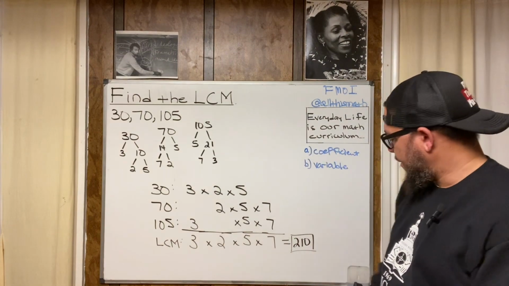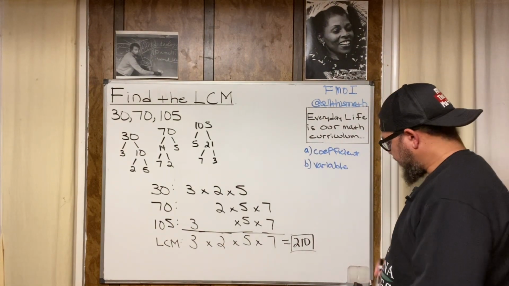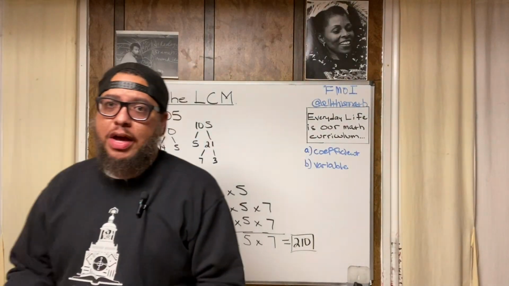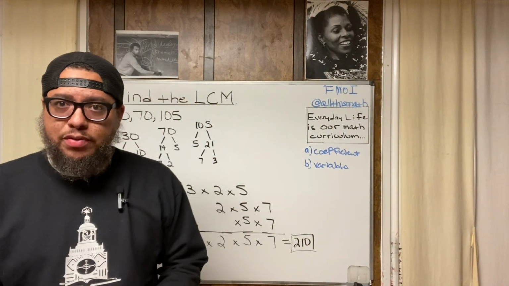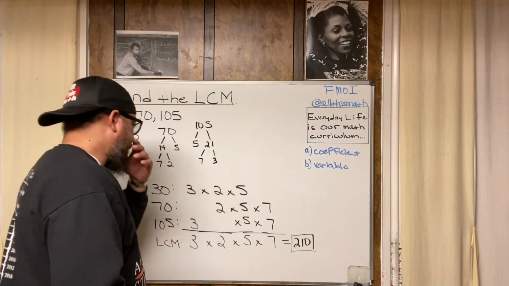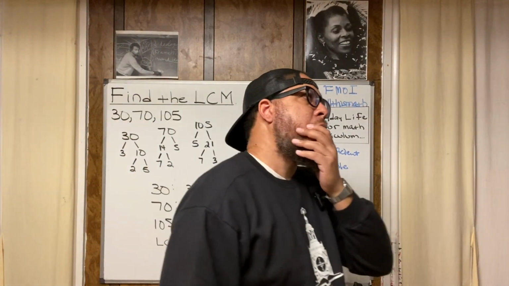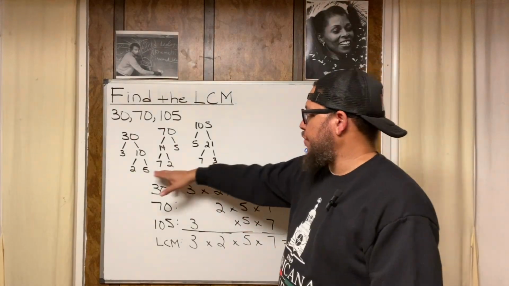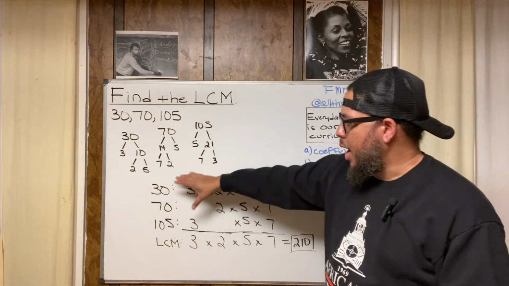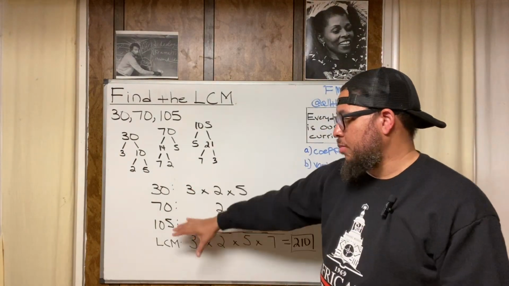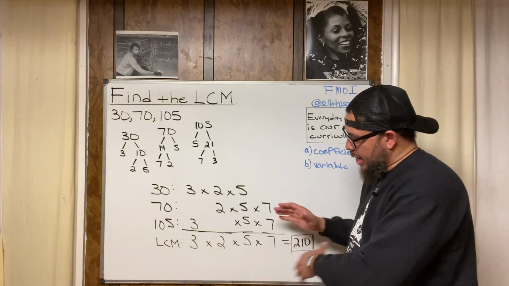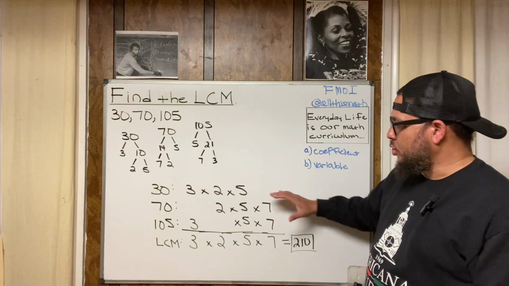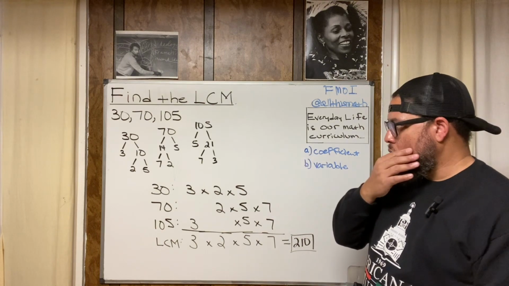210 is our LCM. So this is the method for finding the LCM called prime factorization. Now there's another way to find the LCM after you do the prime factorization that does not require setting up this table. Even though the table is cool, it's a good way to organize your data, organize your information, and find the LCM. This is cool, but there's another way to do this.